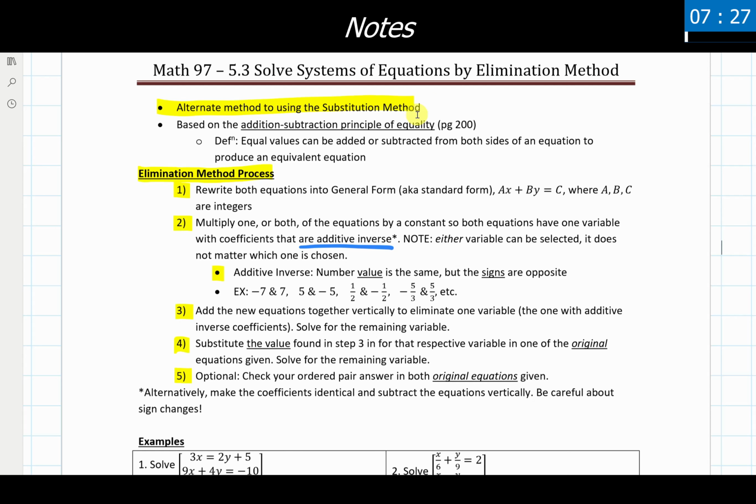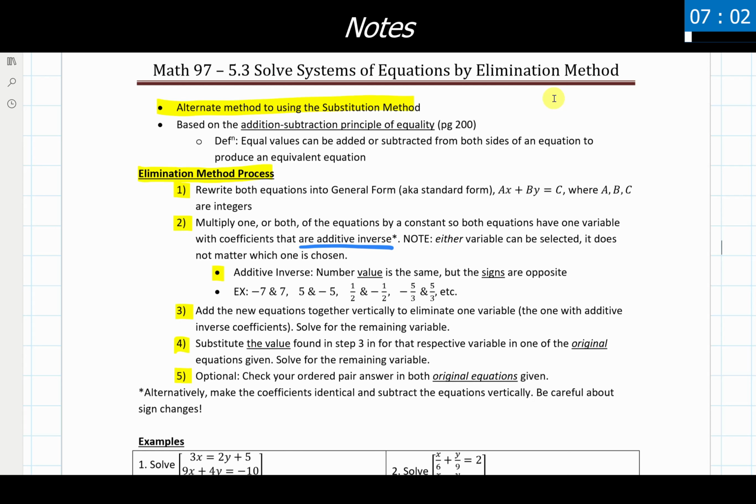So if you're ever asked to solve a system of equations algebraically, we can either use the substitution method or the elimination method. The elimination method is also sometimes referred to as the addition method, depending on the textbook or the resource that you are looking at. So just noting that it does go by two names, but the process is very much the same regardless of which name you're using.